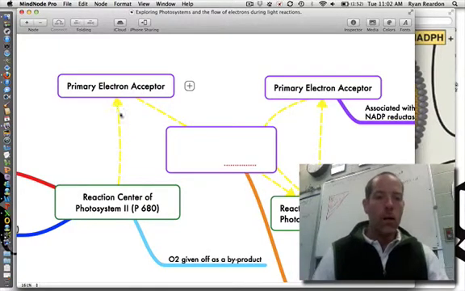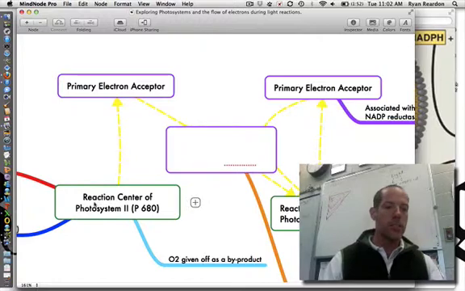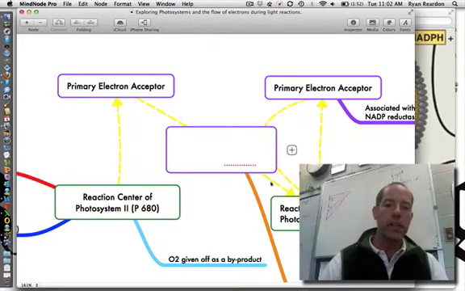So what I want you to see before we look at the raw materials that enter photosystem 2 is to get a feel for these yellow lines. These yellow lines represent the flow of electrons. So electrons move from photosystem 2 to a primary electron acceptor through this purple block. That is an electron transport chain.